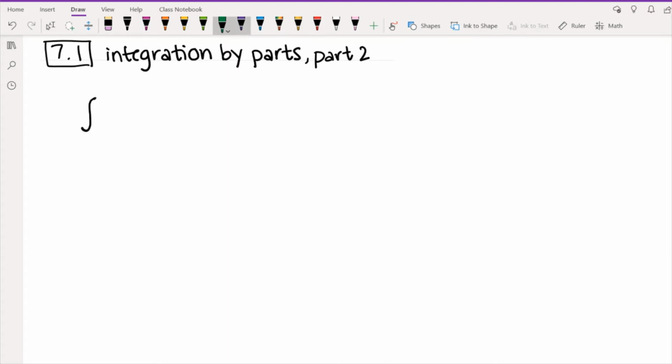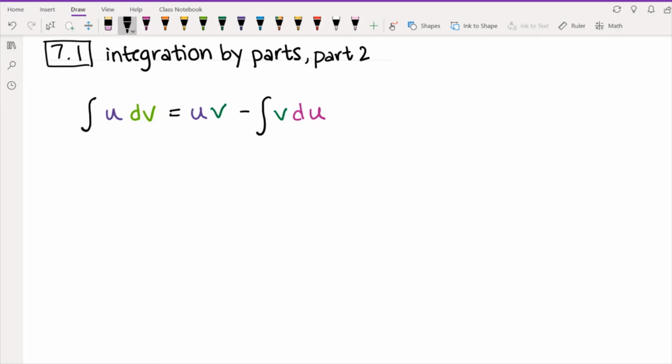So basically, if you're taking an integral and you have two functions, one of them you're going to call u, and the second one you're going to call dv, then the antiderivative of u times dv is going to be the same thing as taking u times v. So that's the antiderivative of whichever function you chose as your dv. And then from that, you subtract the integral of v times du, so du being the derivative of the function u.